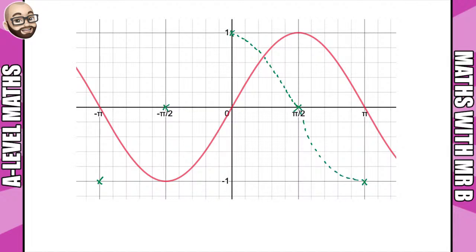And if I go ahead and do that to the other side, we get something that looks a bit like this. And what we've actually drawn there is the cos graph. So if we differentiate sine, we get cosine.